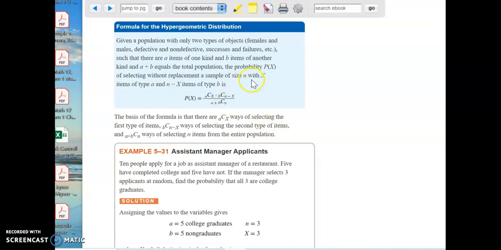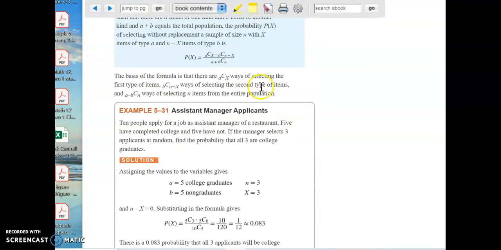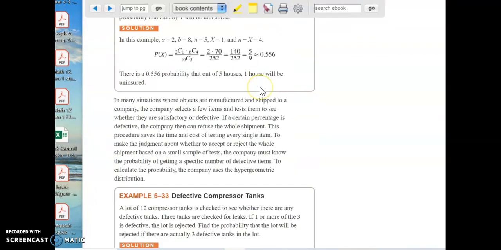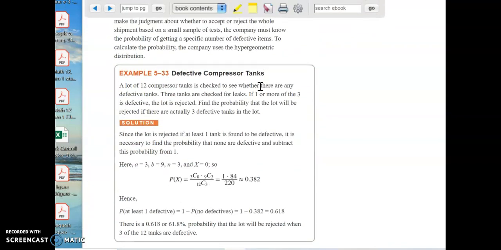So if you're choosing a sample of size N out of the entire group, well, the entire group is A plus B. It's a dichotomy. It's only 2 different types of groups. So if you have A of one and B of the other, add them up. That tells you how many you have altogether. You're choosing N out of that entire group. So the formula is not quite as bad as it looks like. You just got to do a few problems.